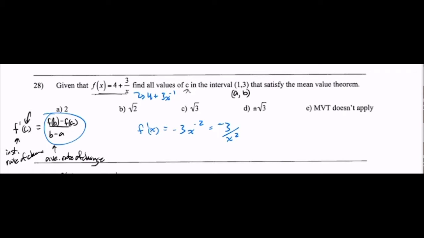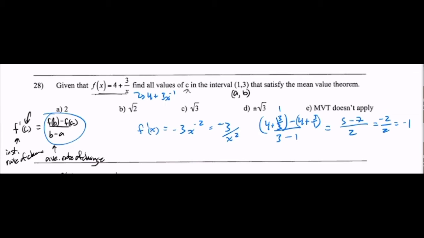So to find that, we're going to have to do 3 minus 1. Let's plug in 3 first. We have 4 plus 3 divided by 3. And then we're going to plug in 1. So it's 4 plus 3 divided by 1. Okay, so what do we get? That's going to be 1. So we have 5 minus 7. And then we get 2 on the bottom. So that's going to be negative 2 divided by 2, which is negative 1.